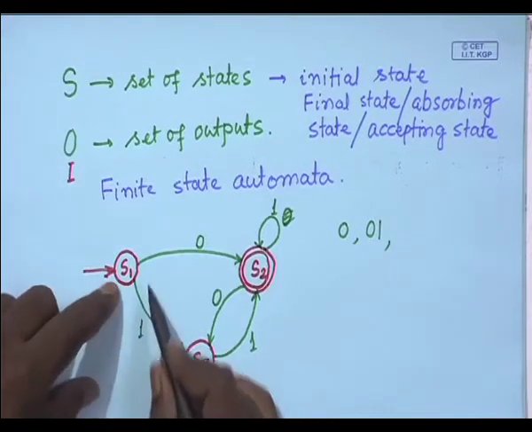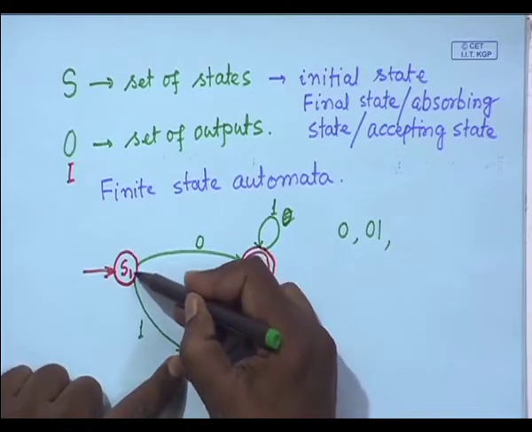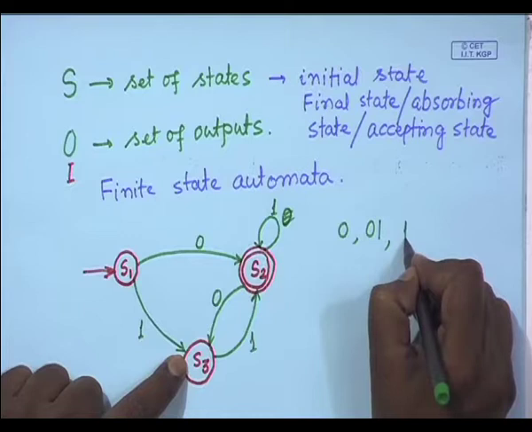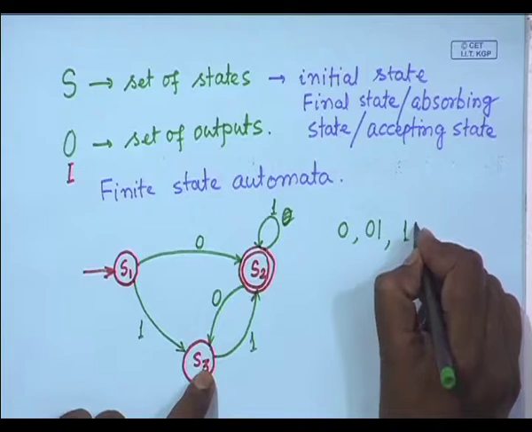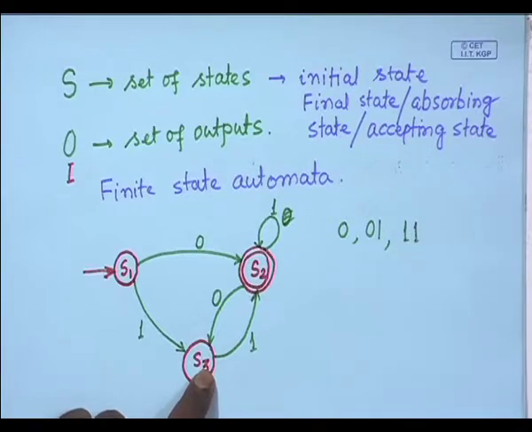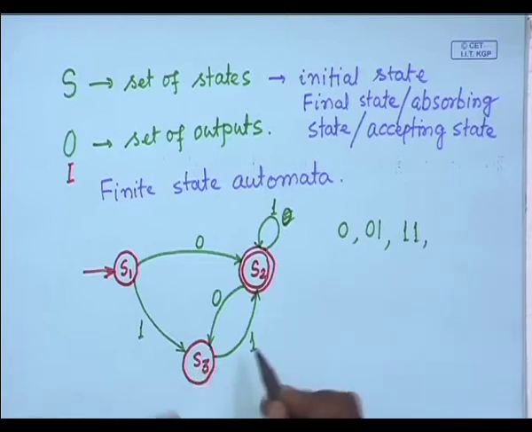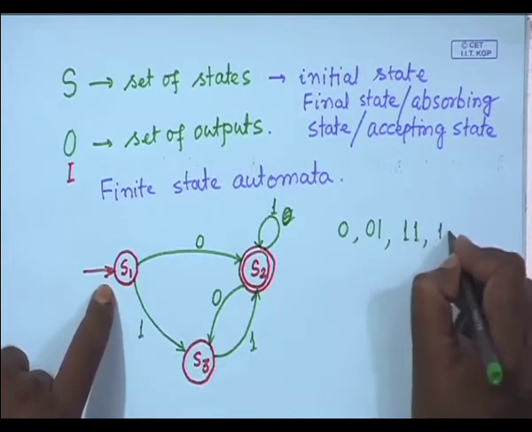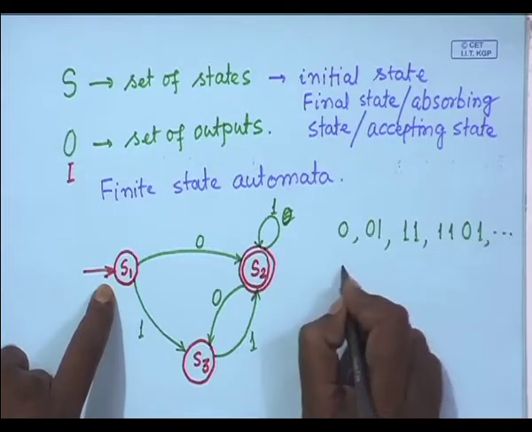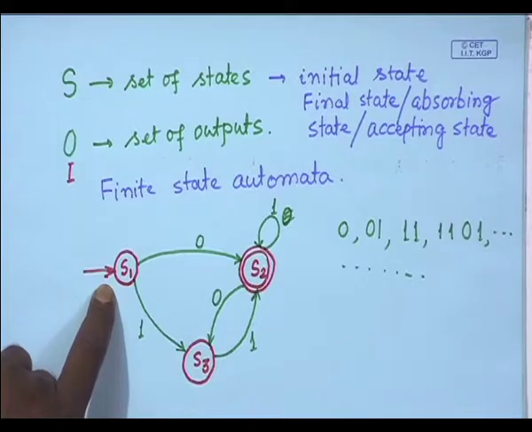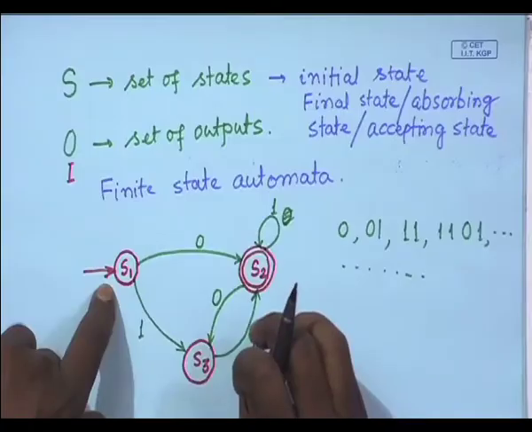I can accept a string 1 when the machine makes a transition from S1 to S3, then it makes a transition from S3 to S2 with an output 1. So, 1 1 is a string which will be generated by this sequential machine, and it will also be accepted by this sequential machine. I can also have 1 1 0 1, this is also an accepted sequence. So, I can have a number of sequences of such output symbols which are accepted by this machine.